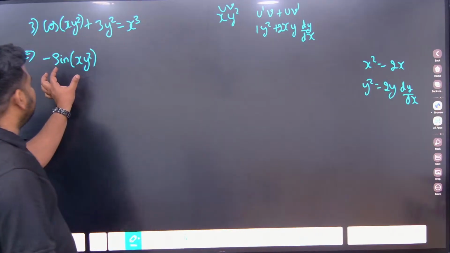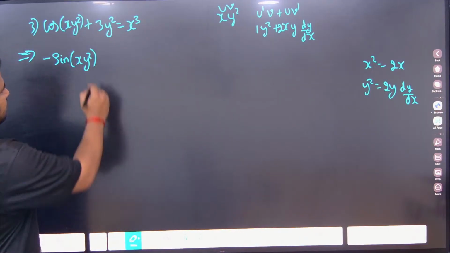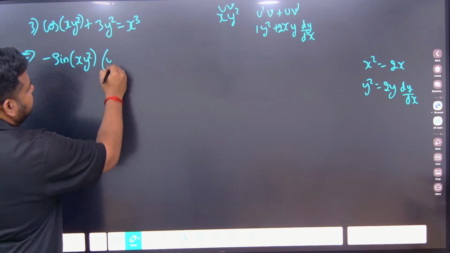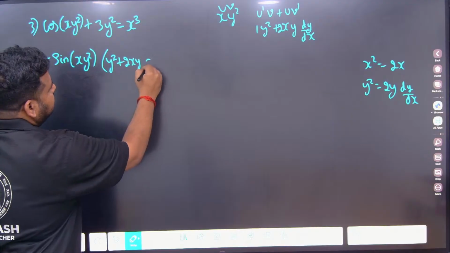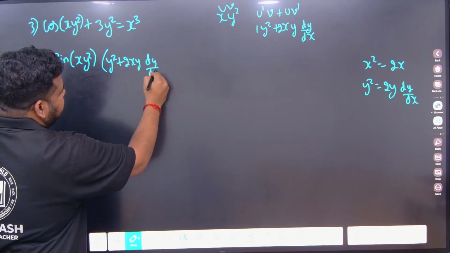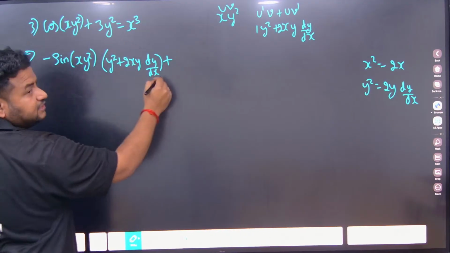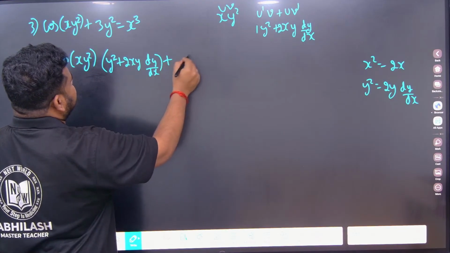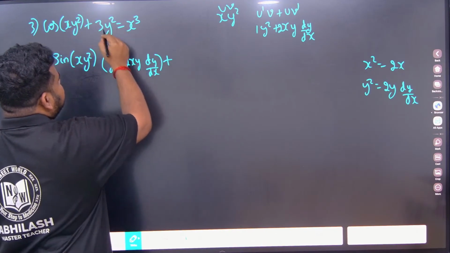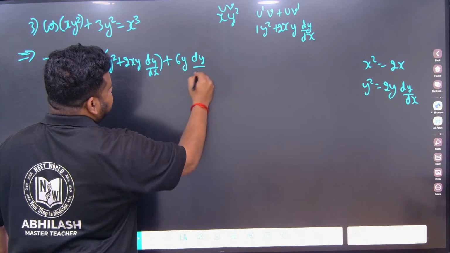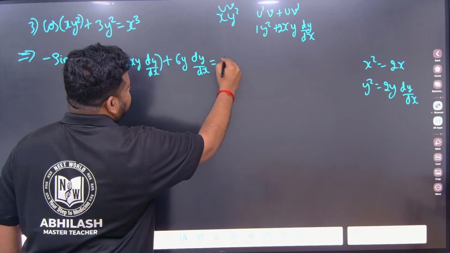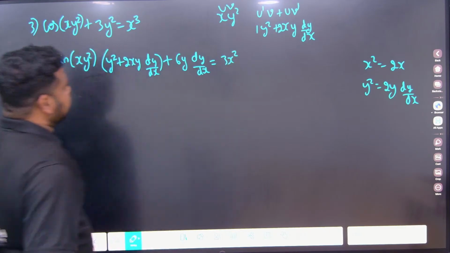So how to differentiate x square? I have written there. So this will become y square plus 2xy into dy by dx, plus 3y square means 2y into dy by dx. So 2 into 3 is 6, 6y into dy by dx, is equal to what we are having? X cube is 3x square.